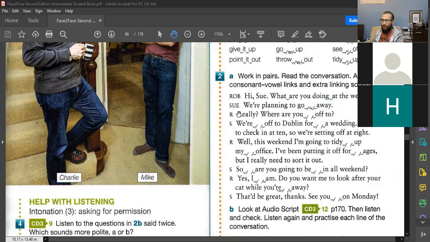So I think it's quite easy to guess. Here Rob said, "Really, where are you off to?" Which sound do you think this is? Where are you off to? What's the added sound here? Is it a ya, a wa, or a ra? What do you think, Sana? I think W. Correct. And we're off.